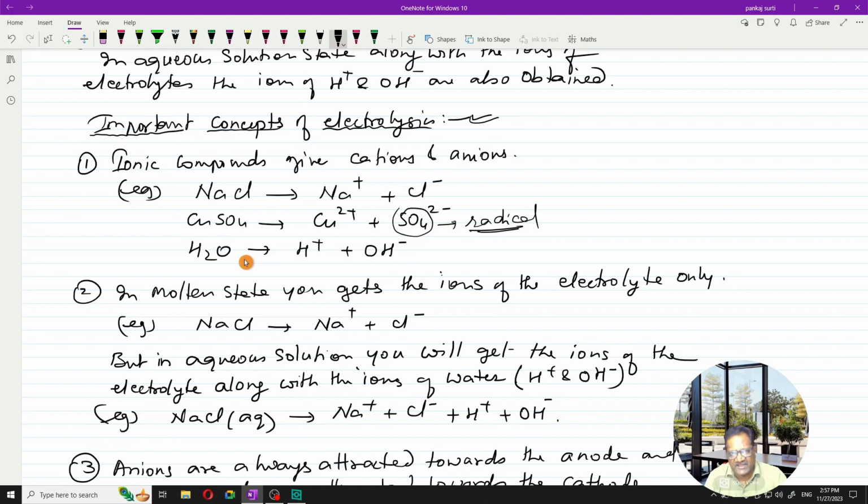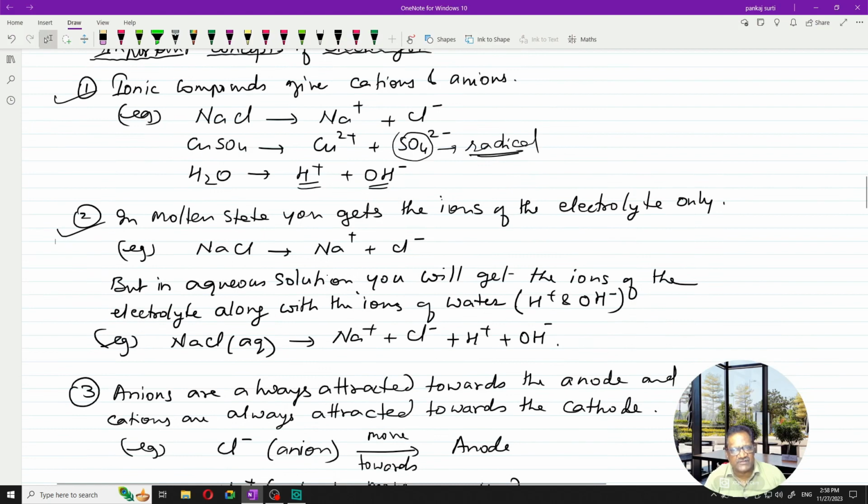H2O, again an ionic compound, is going to give you hydrogen ion and hydroxide ion. Hydrogen ion will carry a positive charge, hydroxide ion will carry a negative charge. So these are the three examples I have given you of an ionic compound giving cations and anions. Now the second point, the first point is done. In the molten state you get the ions of the electrolyte only. I have mentioned this just now, the difference between the molten state and the aqueous solution state.